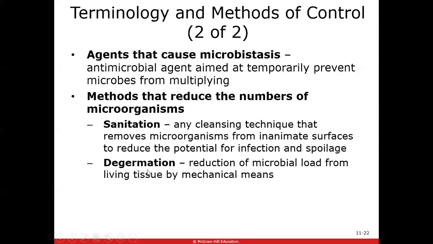Then you have degermination, and that's reduction of microbial load from living tissue by mechanical means. So, of course, that's a fancy name for washing your hands. But any living tissue where you reduce the microbial load is degermination.